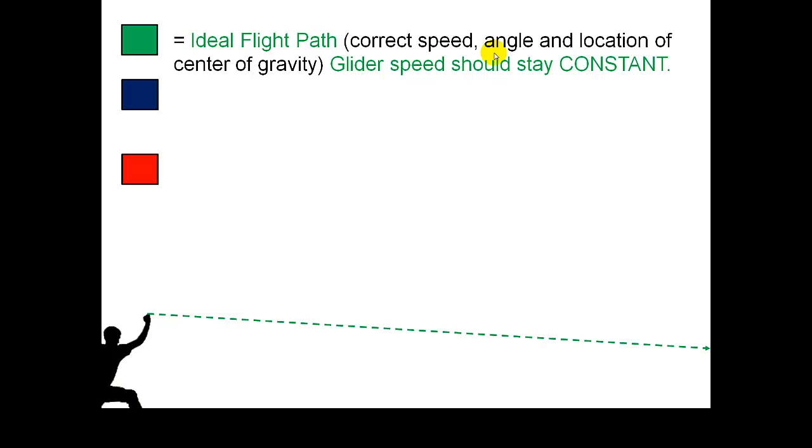Let's now look at a couple examples of how it shouldn't look, or non-ideal flight paths.